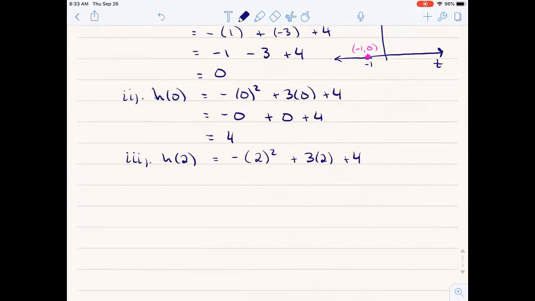Okay. And so we've got negative t squared, negative 4 plus 6 plus 4 is 6. Anyways, I'm keeping the negative outside. I guess we'll see. Oh yeah, because it's upside down.